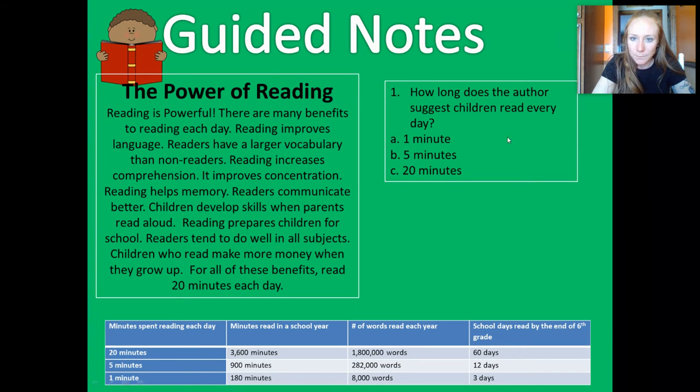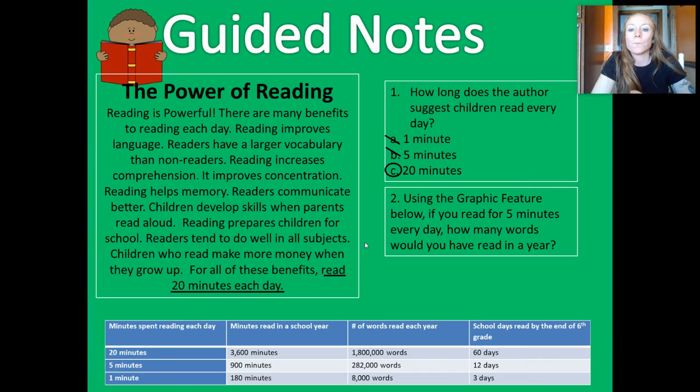Lock your screen. I hope you can see my mouse. Look for it, find it. Question number 1. How long does the author suggest children read every day? Boys, go back into the text and find that answer because the answer is there. Let's use the process of elimination in our RUDE strategies. I know that we're not going to read for 1 minute every day. That's silly. I know we're not going to read for 5 minutes every day. Choice C is our best answer. Choice C, 20 minutes every day. Notice how I underlined that back in my text to prove with text evidence that's the correct answer.